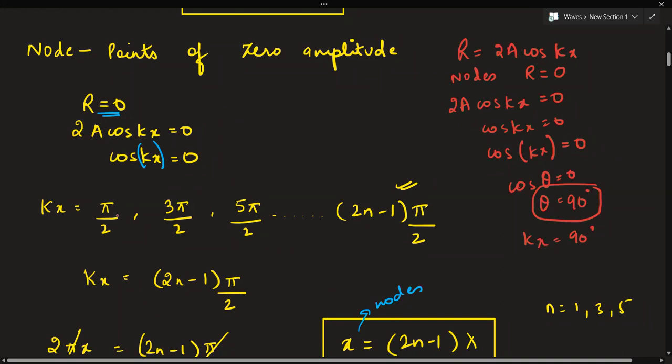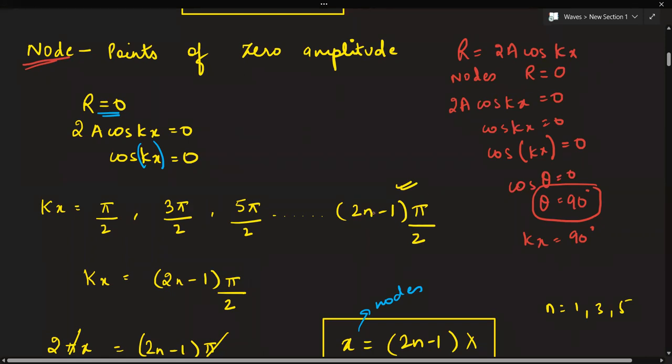Now see, cos is not 0 only at 90 degrees. Whenever you write cos 3 pi by 2, that is also 0. Cos 5 pi by 2, that is also 0. So we have written all the values where we can get cos 0. If cos is 0, this means I'm getting amplitude as 0, and if amplitude is 0, this means the position will be of the node. So just to simplify it, you can write it as 2n minus 1 pi by 2.